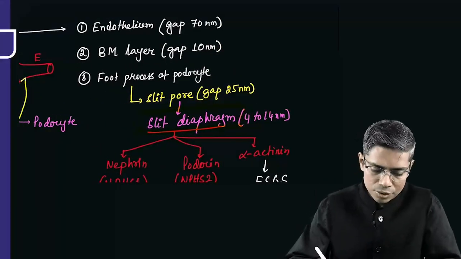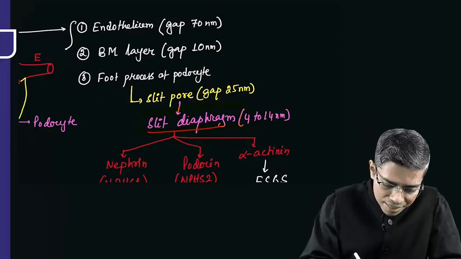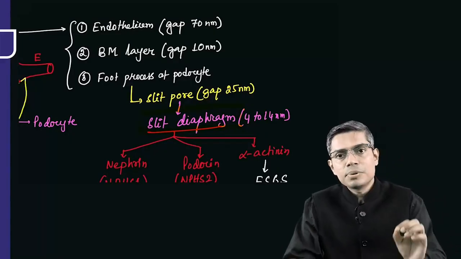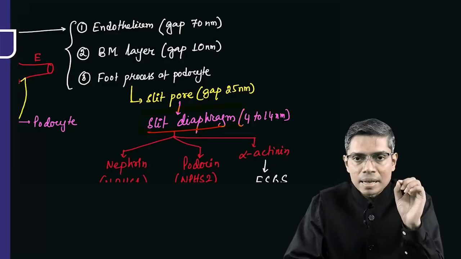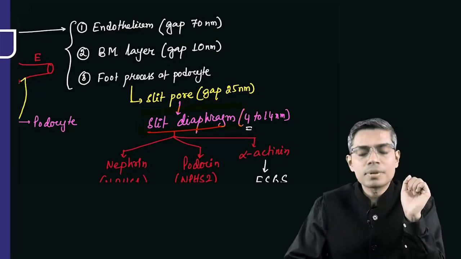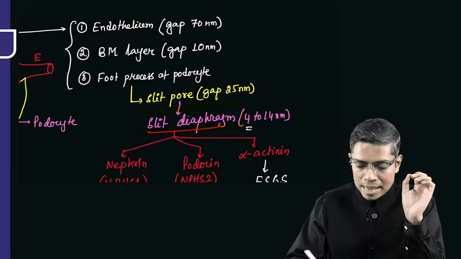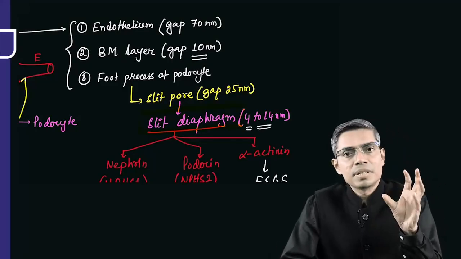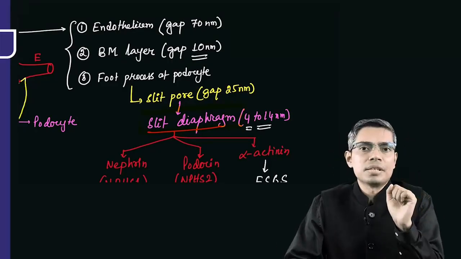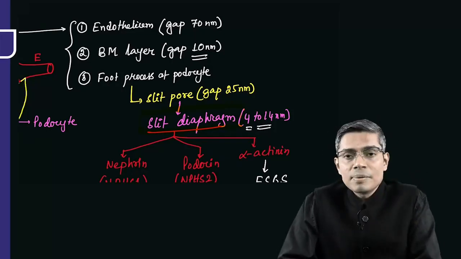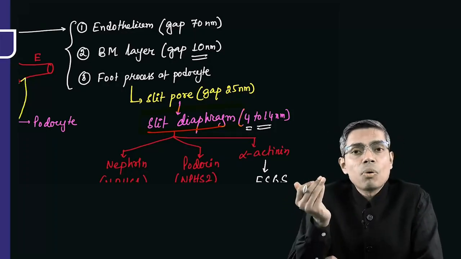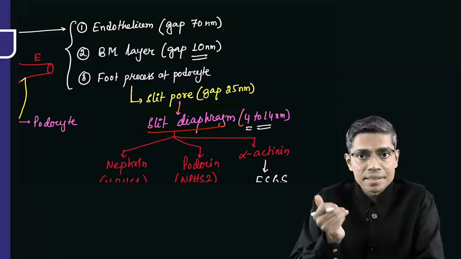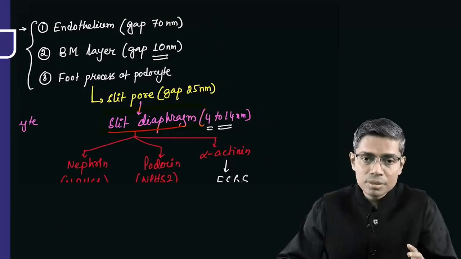So now we have understood that there are 3 layers in the filtration barrier, okay, and if you look at these 3 layers, the minimum gap is 4 nanometer. The gap in the basement membrane is 10 nanometer, and the minimum gap present in the slit diaphragm is 4 nanometer. But not only gap, whenever you are thinking of filtration, you also have to think of the charges of this filtration barrier. So the filtration barrier consists of 3 layers.